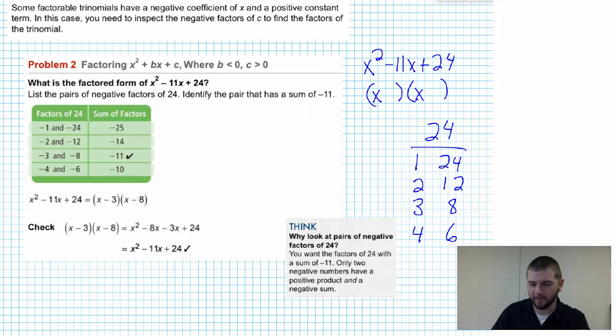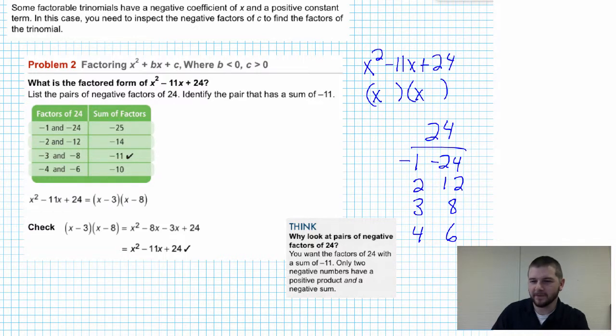But we've got a problem. 24 plus 1 is 25, 2 plus 12 is 14, 3 plus 8 is 11, 4 plus 6 is 10. None of those equal negative 11. We need to keep one more thing in mind. Not only does positive 1 times positive 24 equal 24, but negative 1 times negative 24 also equals 24. A negative times a negative is a positive.